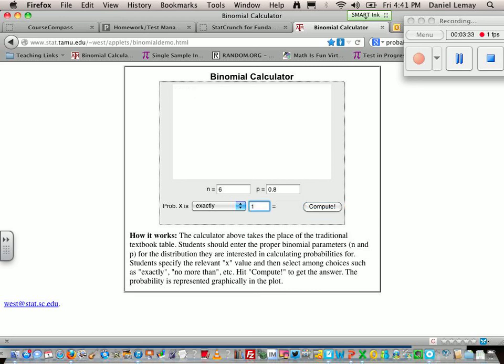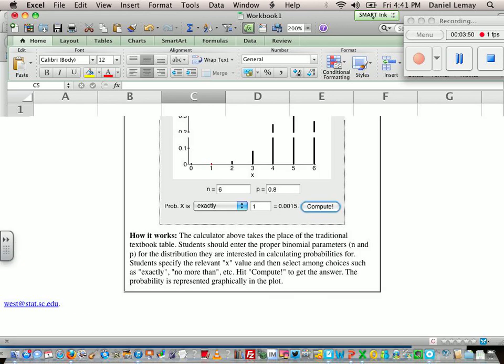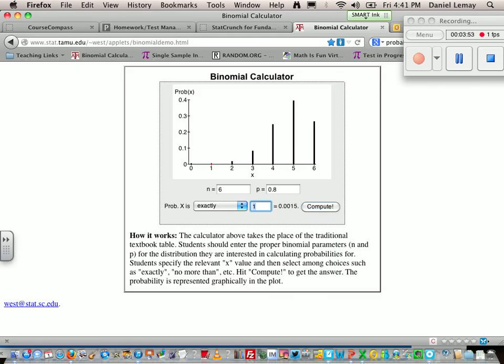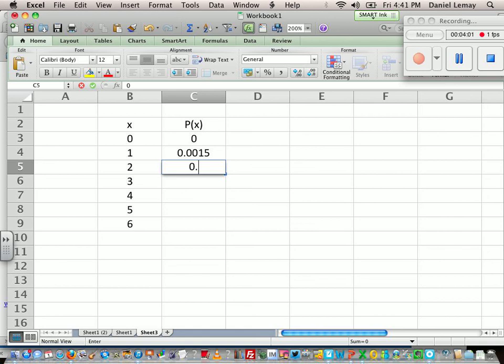The next thing we would do is find the probability of getting 1. That's a little bigger, 0.0015. So I can go back there and type in 0.0015. Of course, you can write this all down on paper. And 2 is our next value, so 0.0154. It's interesting that those are almost the same, just by a factor of 10.